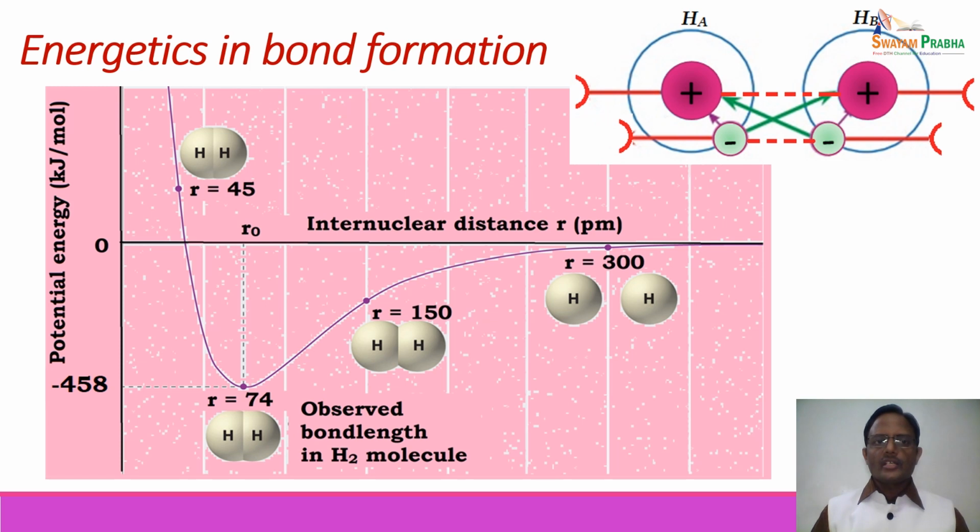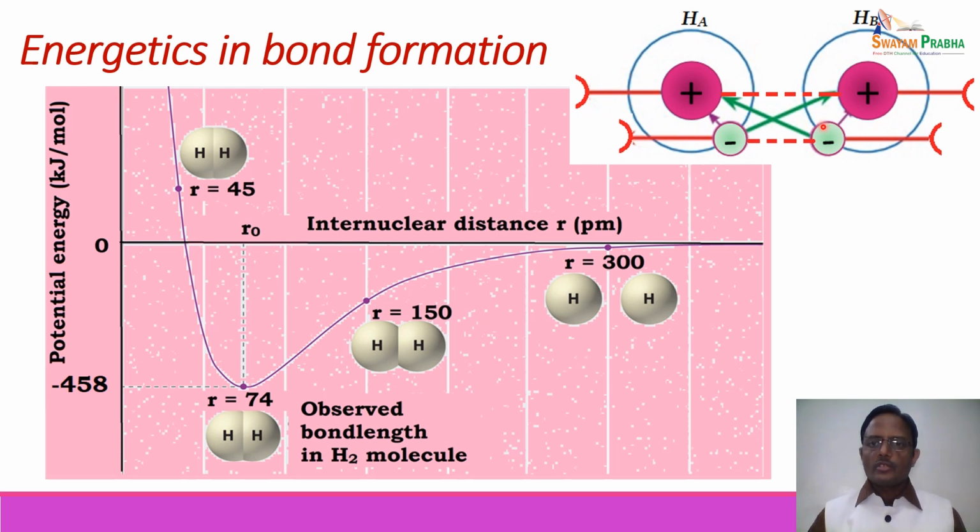Coming to the energetics in bond formation, consider the formation of an H2 molecule from two hydrogen atoms. Let us see this diagram on the right-hand side. In the case of a hydrogen atom, there is a unit positively charged nucleus and one electron. The second hydrogen atom also has a positively charged nucleus and one electron.